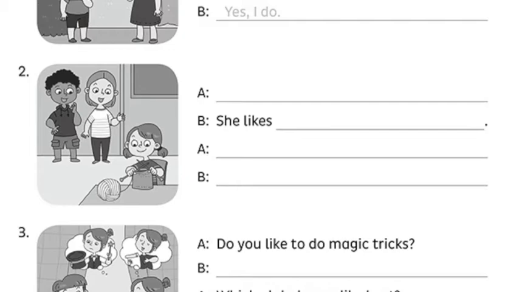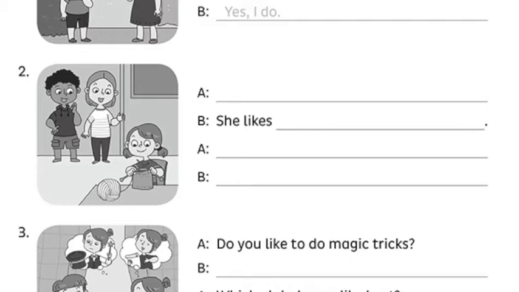So they're going to be talking about someone else. So here we would use she or he, depending on what they're using. By looking at the picture, we know it's about the knitting club because there is a girl knitting, and she's knitting yarn.